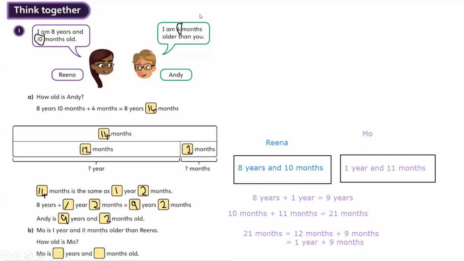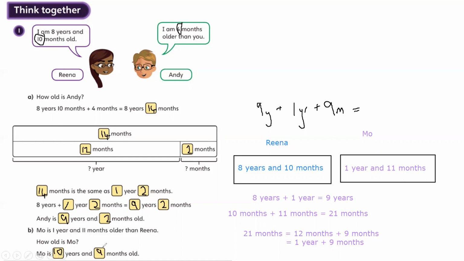So now I'm going to use my pen. And we now know that we've got the years here. So Mo is 9 years old plus 1 year. And then plus, here we have 9 months. Plus 9 months. So when we add that together, we know 9 plus 1 is 10. So we know that Mo is 10 years old and 9 months old.